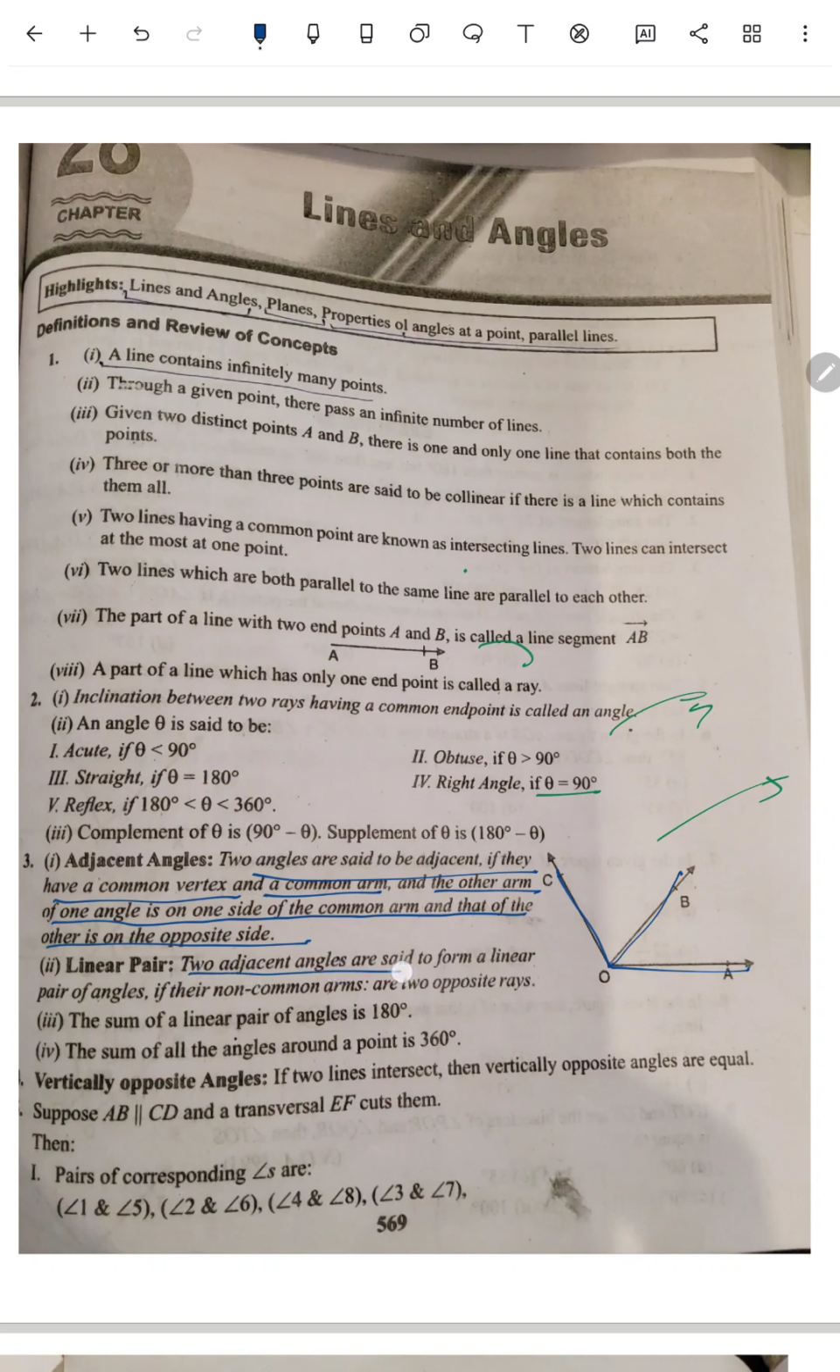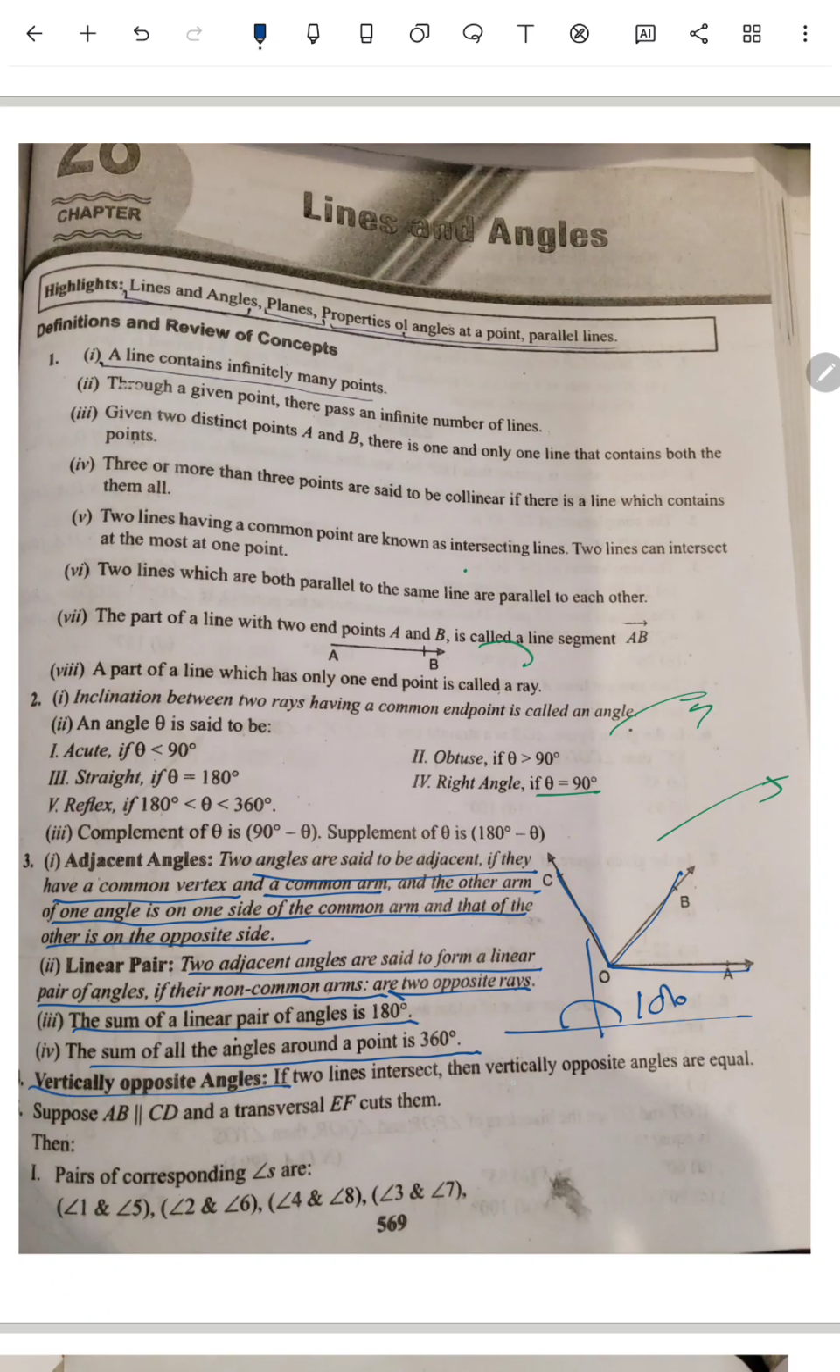Linear pair: two adjacent angles are said to form a linear pair of angles if the non-common arms are opposite rays. The sum of linear pair angles is 180 and the sum of all the angles around a point is 360. जो लीनियर एंगल होंगे ये एक फॉर्म ऑफ एडजेसेंट एंगल भी हैं, but the sum of the linear angles is always 180.